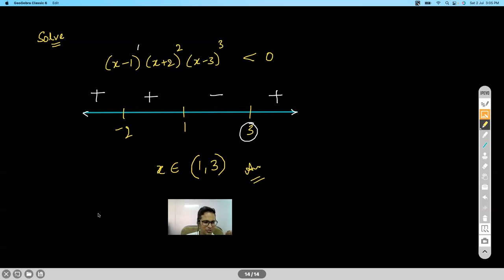Okay. So I think, Sandeep, let me see who's the first one to get this right. Samarth Rao got this right. Well done, Samarth.